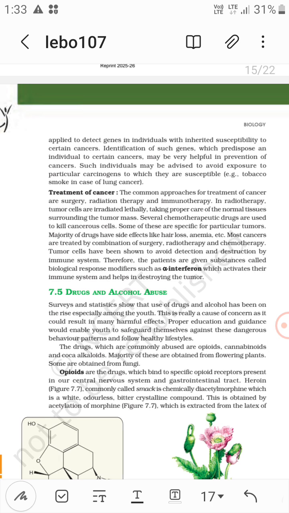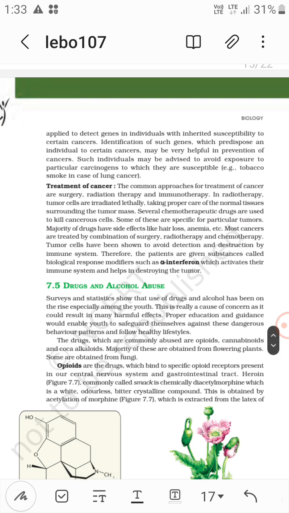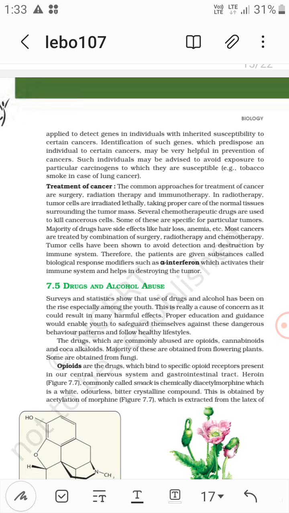Chemotherapeutic drugs are used to kill the cancerous cells. Some of these are specific for particular tumors. Majority of drugs have side effects like hair loss, anemia, etc. Most cancers are treated by a combination of surgery, radiotherapy, and chemotherapy.